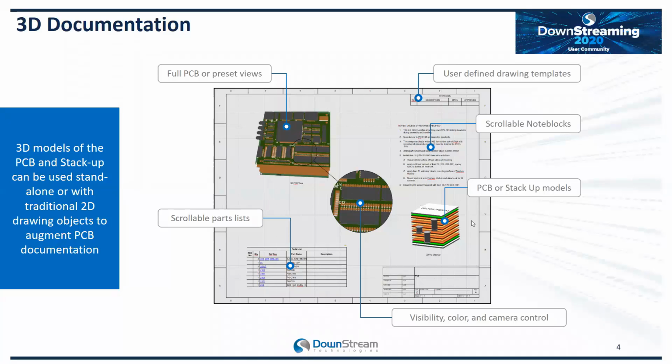Here's an example of where we can use the stack-up visualizer to give us a 3D view to augment the standard stack-up or via stack-up, coming right from our stack-up visualizer. And again, you can orient that, and you have as many of these views as you wish. We've also created two new, we'll call them widgets, and those are scrollable parts lists and scrollable note blocks. And I'll talk about those in more detail in a second.